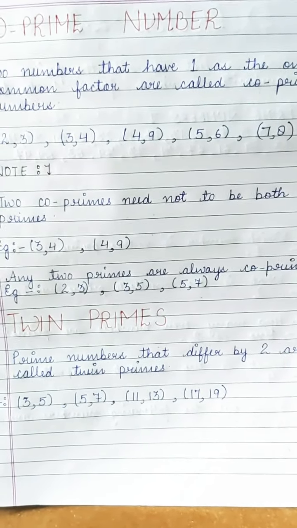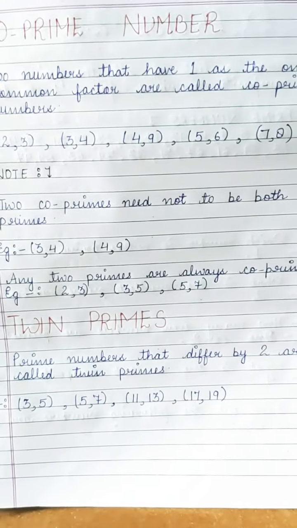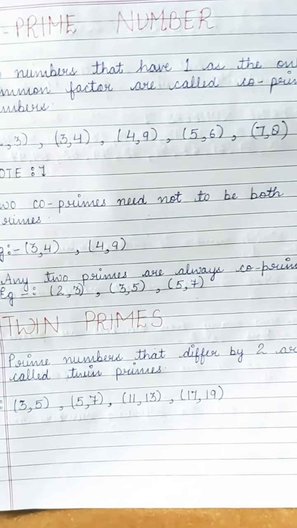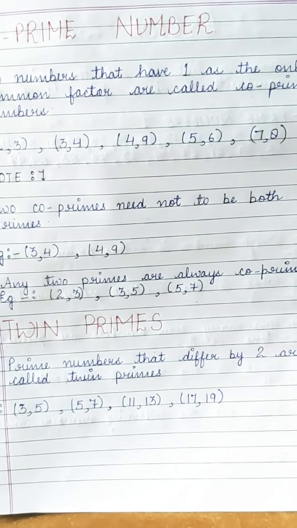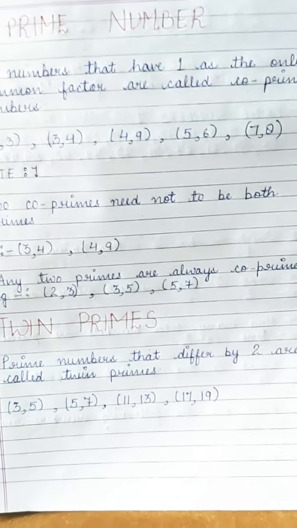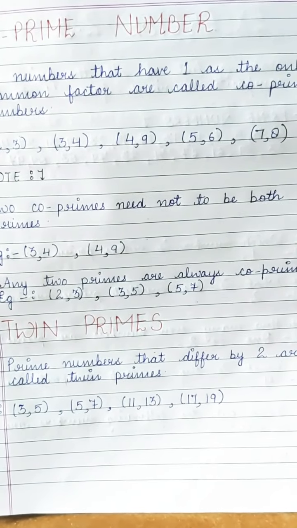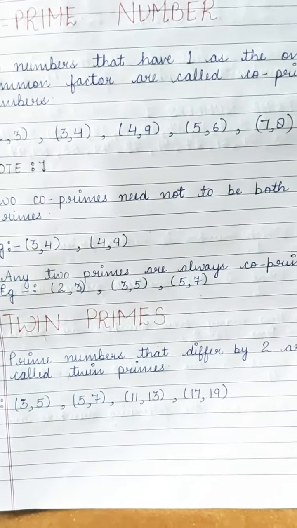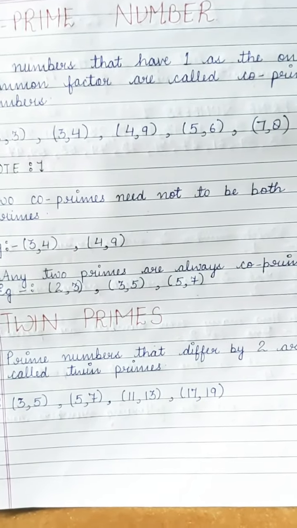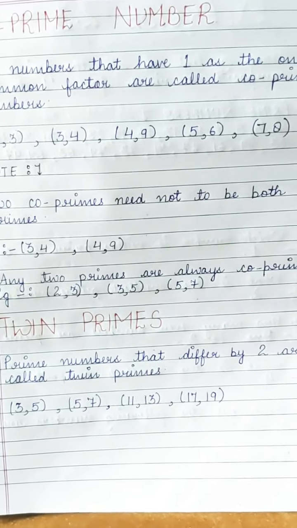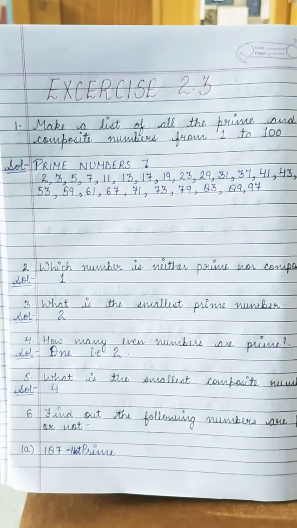5, 7. What is the difference? 2. So they are twin primes. 11, 13. What is the difference? 2. So they are twin primes. 17, 19. What is the difference? 2. So they are twin primes. So what are twin primes? Prime numbers that differ by 2 are called twin primes.